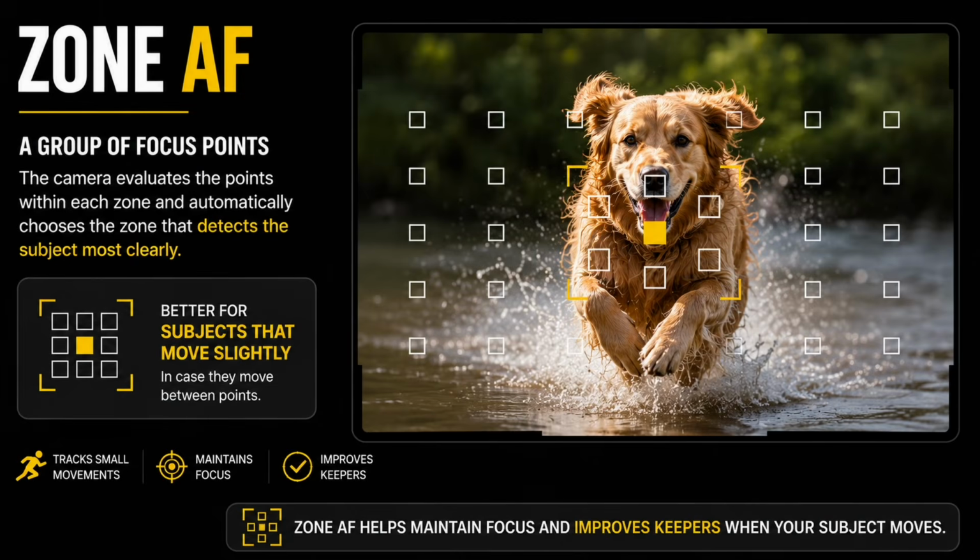The next option is Zone AF. Instead of using one autofocus point, the camera uses a small group of points. It will then choose whichever point within that group detects the subject most clearly. This makes it much easier to photograph subjects that move slightly because they don't have to stay exactly under a single autofocus point.